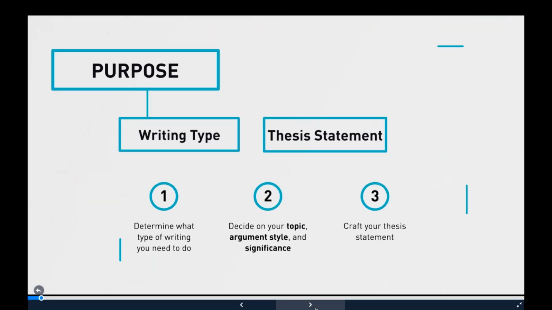The very first thing you want to do when establishing your writing is to decide what writing type you're being asked to do. After that, you can decide on your topic, your argument style, and the significance of what you're writing. These three things are required in order to craft your thesis statement. If we haven't established these three, it's going to be pretty difficult to write a thesis that we can stick with all the way through the process.